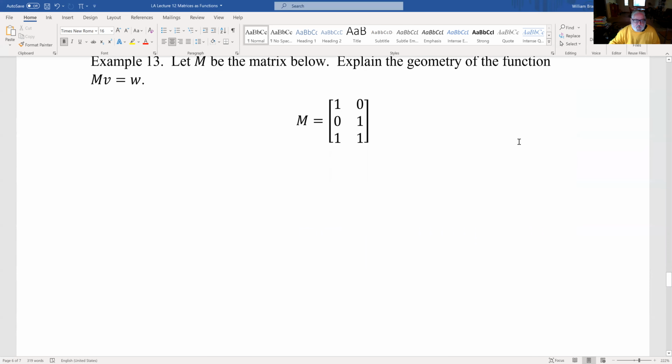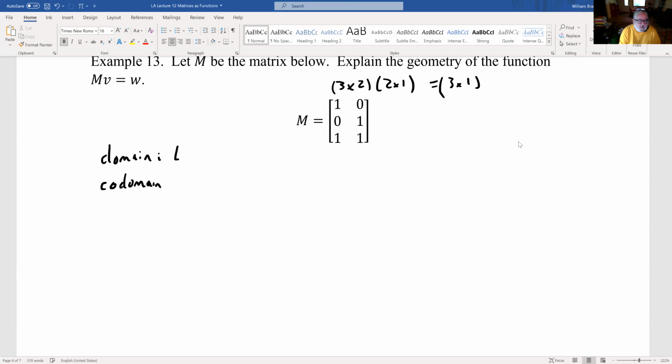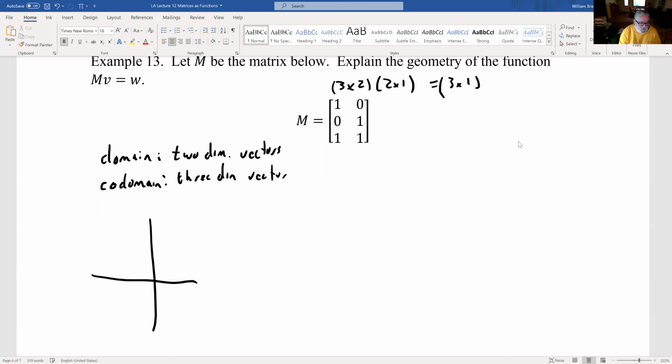So what about this matrix? What happens if we don't have square matrices? So we need to figure out what's the domain and what's the codomain. So this is 3 rows by 2 columns. So it can be multiplied by 2 by 1 two-dimensional vectors, and it gives us 3-dimensional vectors. Great, so our domain has a basis I and J. M times I equals 1, 0, 1. M times J equals 0, 1, 1.